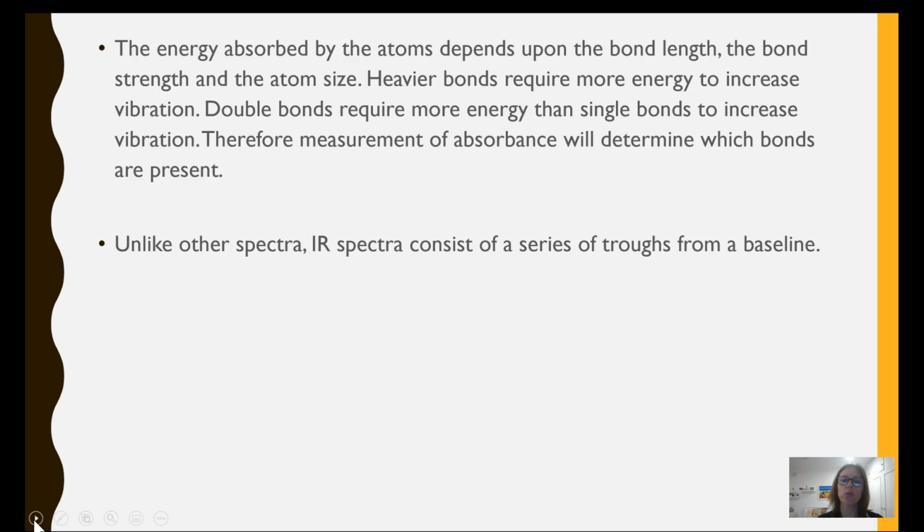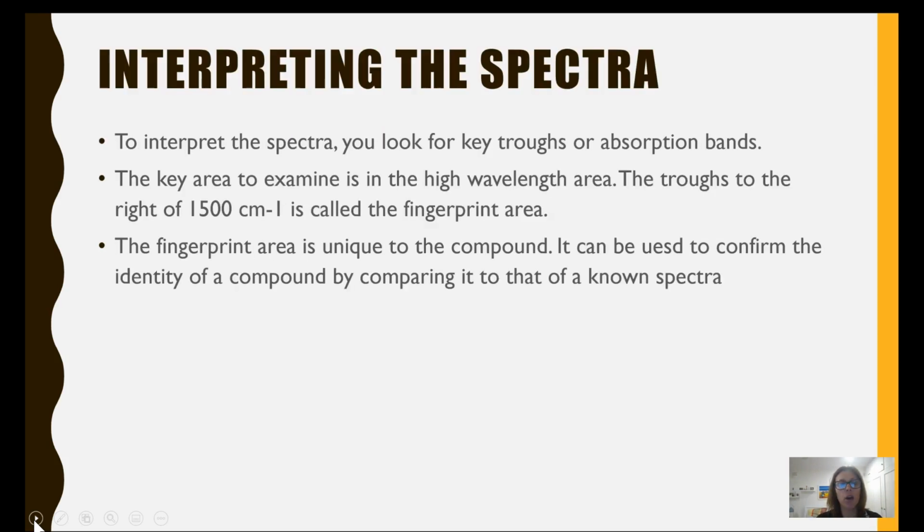So what we can do is measure the absorbance, and that'll tell us what bonds are present by what is being indicated in our spectrum. So unlike other graphs that go from the bottom up, our IR spectra actually move from the top down and are forming a series of troughs. So how do we interpret? We're looking for certain troughs. Now there's a whole host of those troughs.